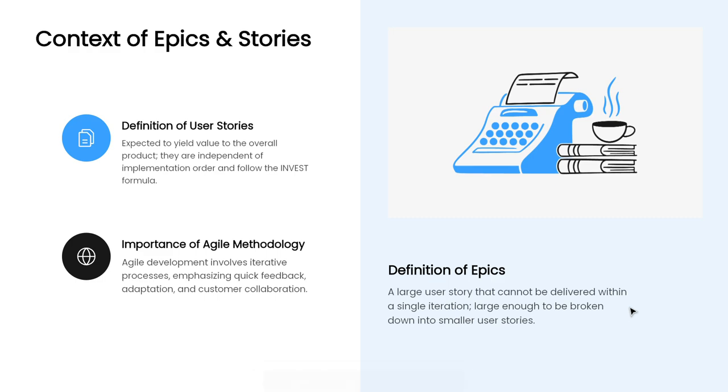Epics, on the other hand, are large user stories that cannot be delivered within a single iteration. They are essentially a big chunk of functionality that needs to be broken down into smaller, manageable user stories. Think of an epic as your big goal, and stories as a step toward achieving that goal.